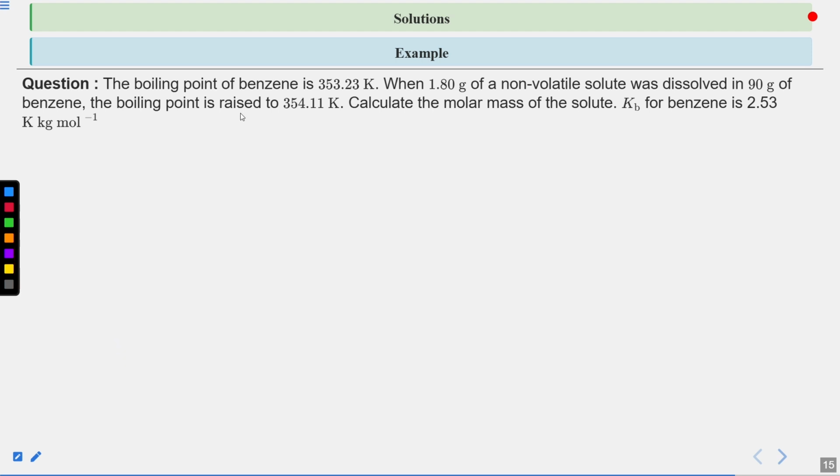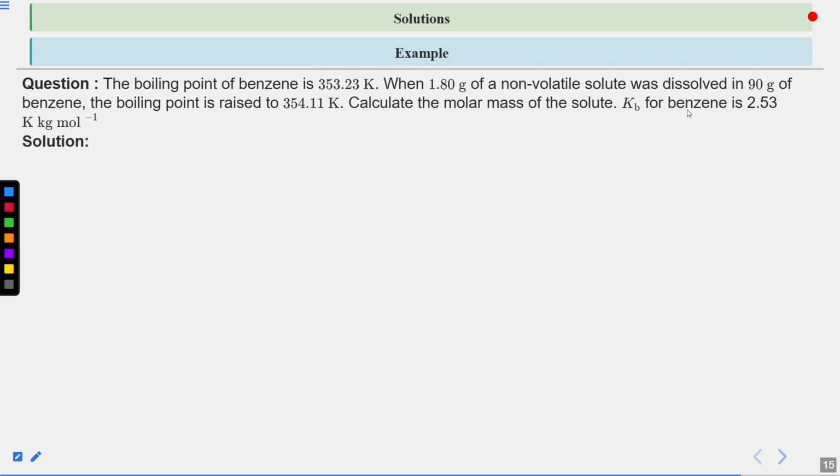Our next question: the boiling point of benzene is given as 353.23 Kelvin and we are adding 1.80 grams of non-volatile solute to 90 gram of benzene. The boiling point is raised to 354.11 Kelvin. Now we have to calculate the molar mass of the solute if the Kb is 2.53 Kelvin kg per mole. So Kb is given for the benzene solvent.